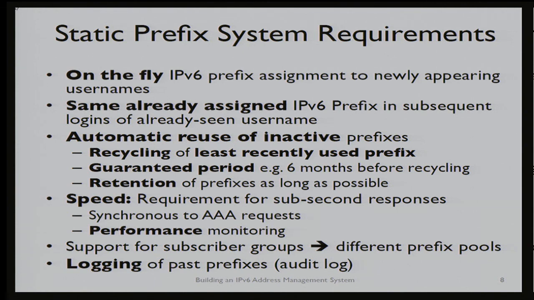This whole process must work very fast because, as you can see from what I've described previously, this all happens on the fly during the AAA request. So we are actually bogging down the authentication request. So we need to come up with a sub-second response to this problem. And we obviously need to have a way to monitor performance in as detailed a way as possible. Maybe we'll have different subscriber groups drawing from different prefix pools. And of course, for law enforcement and audit purposes, we'll need to have a way to log all the past actions that have happened.